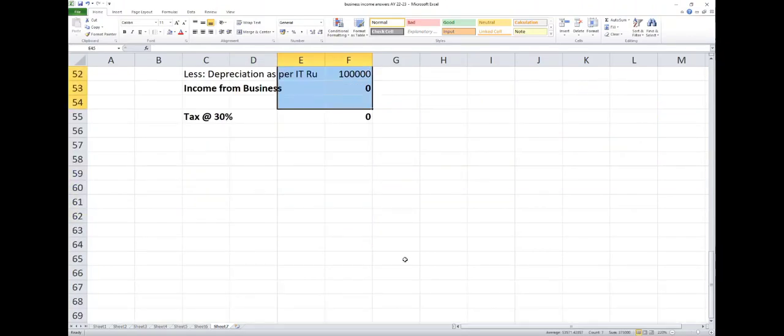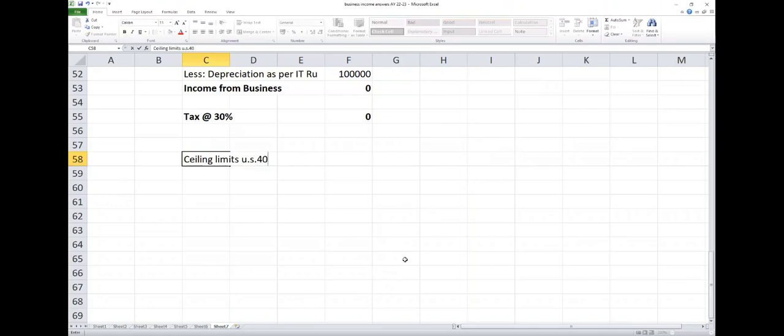Therefore, they introduced ceiling limits. Limits were introduced. Remember, I'll give a break, students. Maximum remuneration allowed under section 40B.